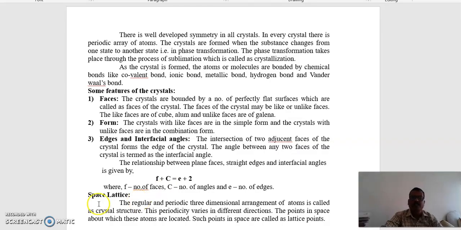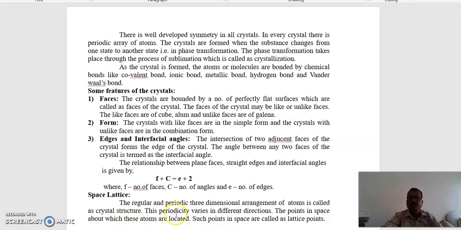Then we see the next point, space lattice. Short definition to begin with. The regular and periodic arrangement of atoms or molecules in three dimensions gives the actual crystal structure. This is called the crystal structure.